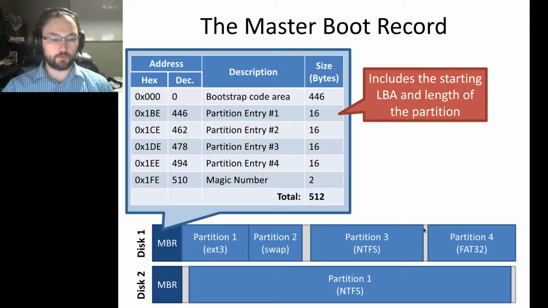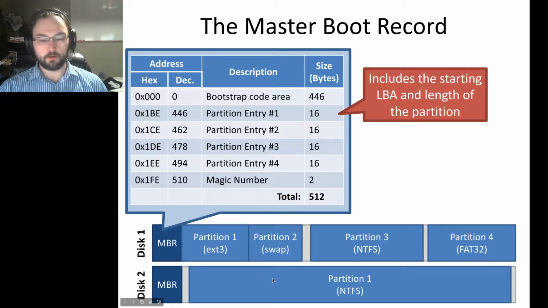Another option is that we can just have a disk with only one partition entry in the master boot record, and that results in us being able to use the whole disk for one thing. Here we have one big NTFS partition, which should be a reasonable way to partition a system that is only going to boot one version of Windows.